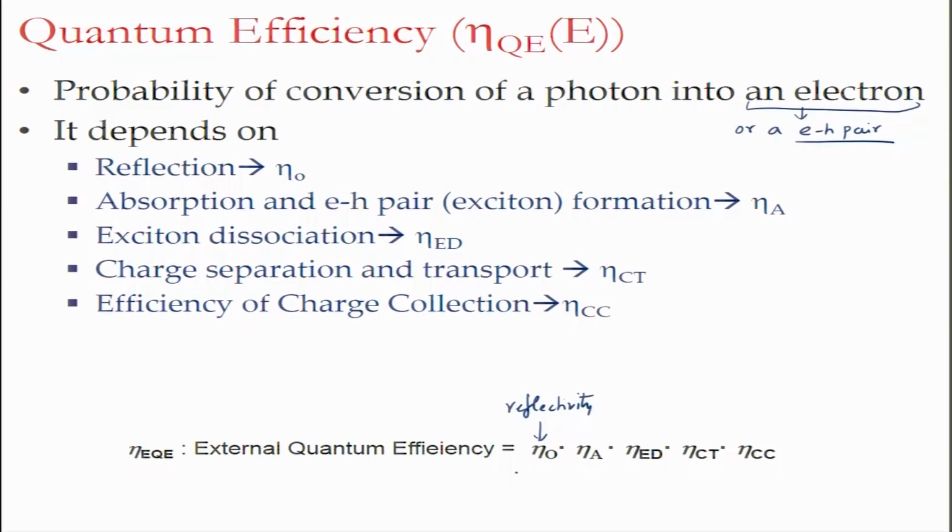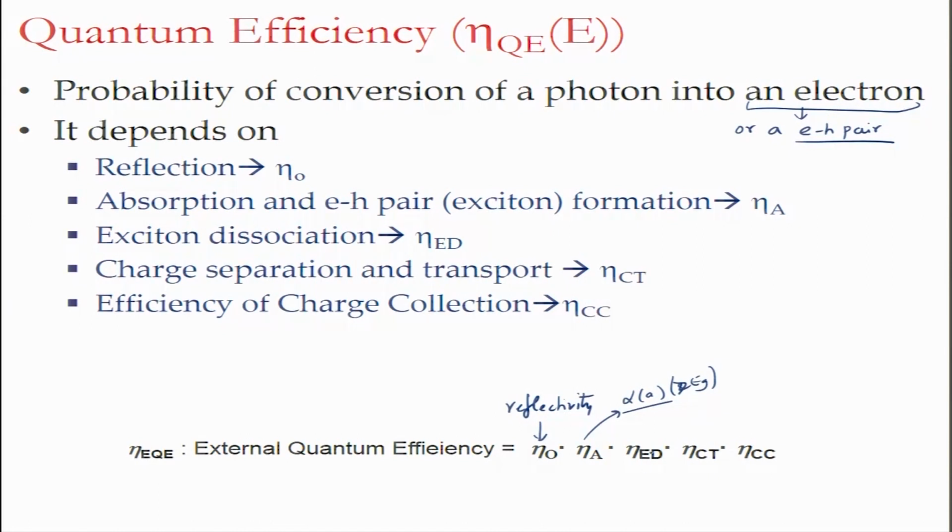So basically you would like to minimize the reflection losses, which means you would like to make this eta O close to 1. Then we have eta A, which is absorption. So basically above the band gap all the energies must be absorbed. So you want to maximize this absorption efficiency. So this is related to alpha A and the band gap. And above the band gap basically you would like to absorb everything.